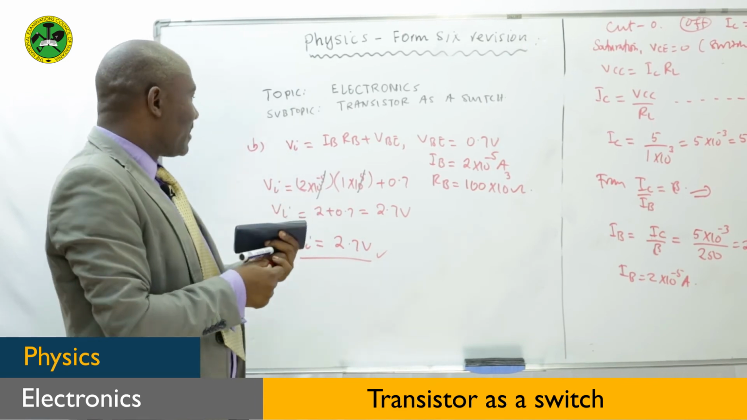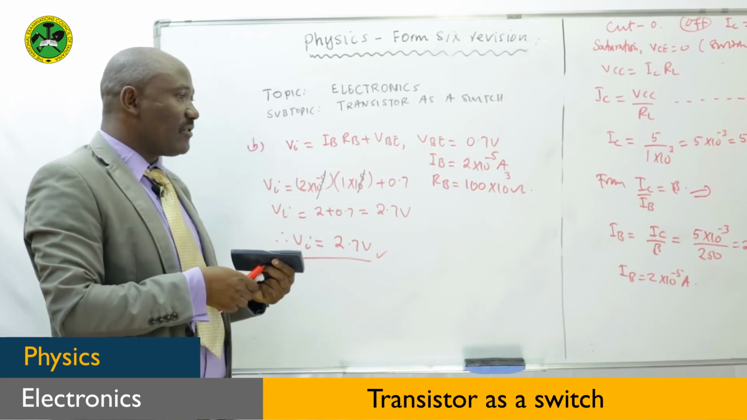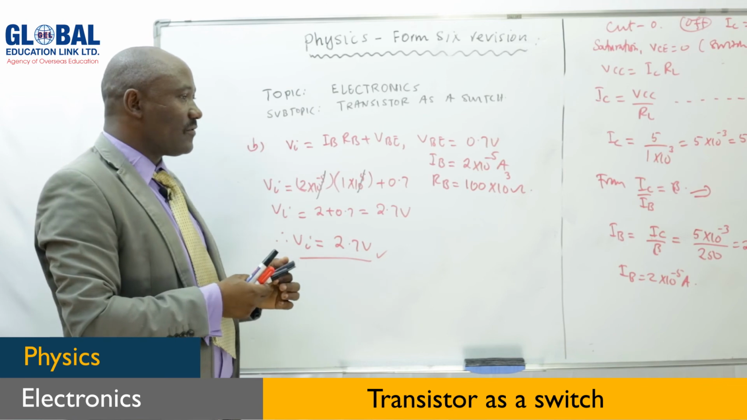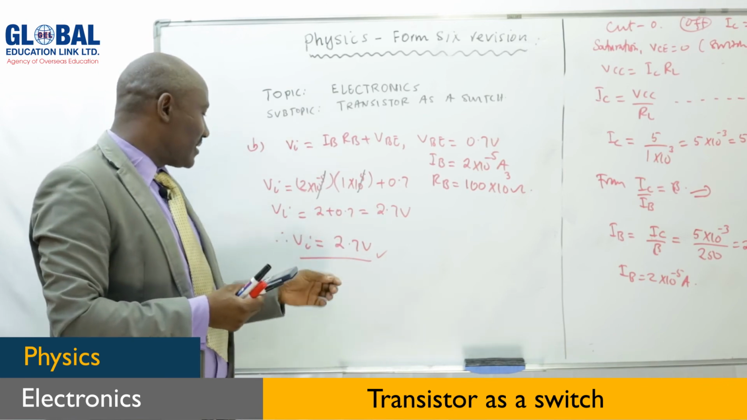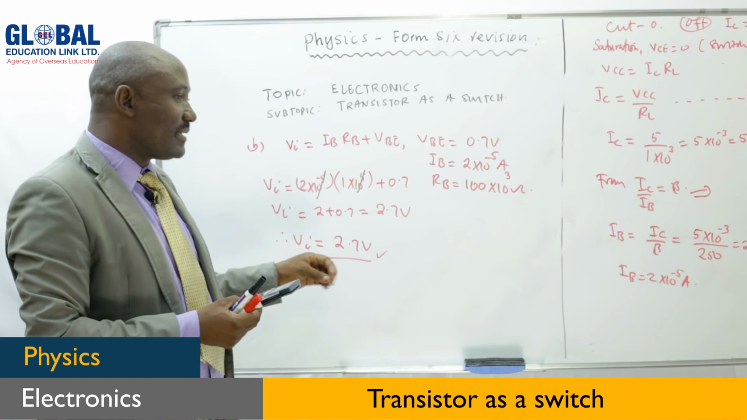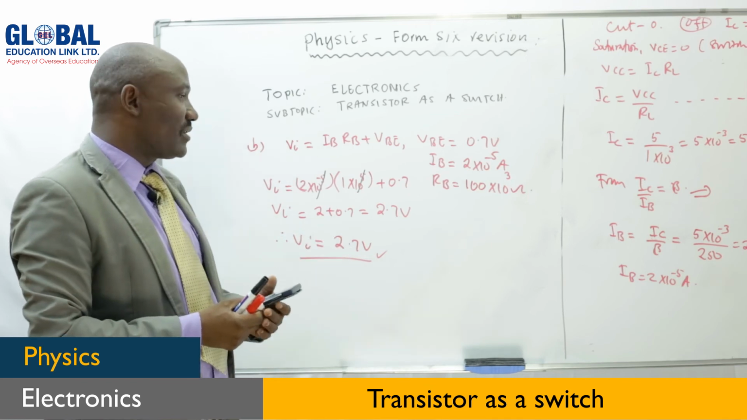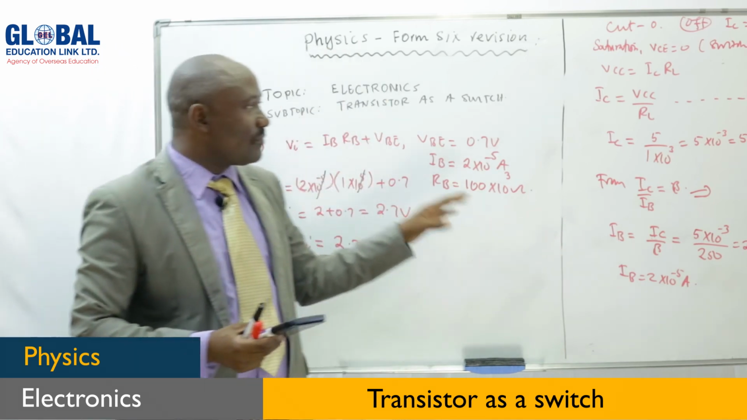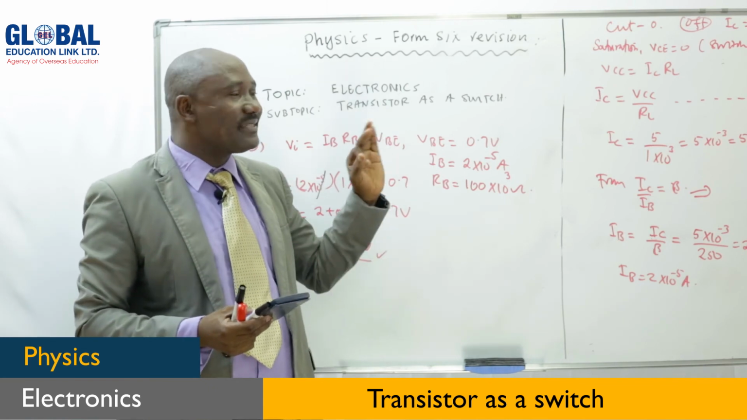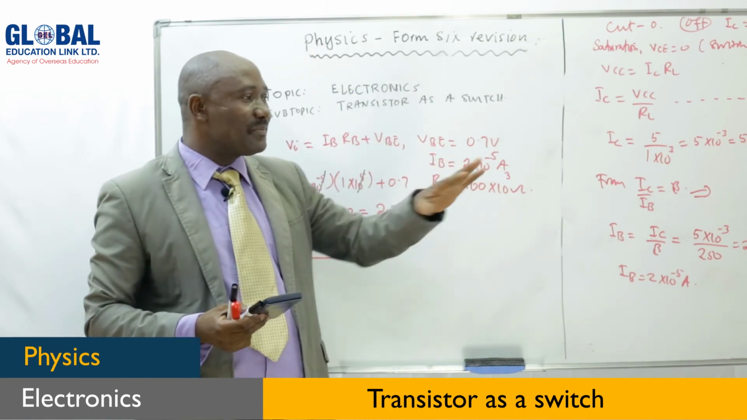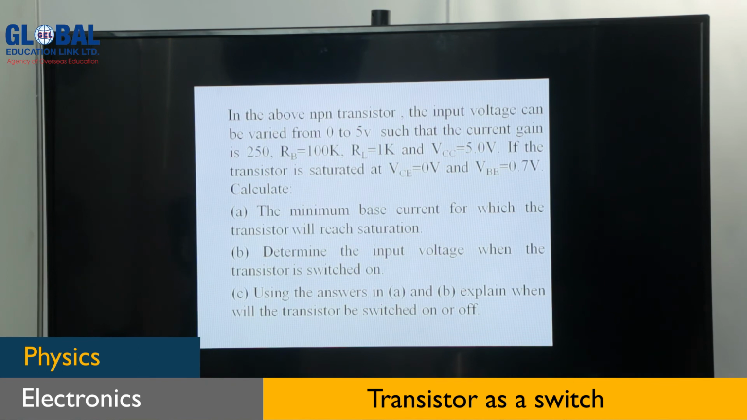So the values we are looking for: in part A, the base current for which the transistor will reach saturation, and in part B, the input voltage when the transistor is switched on. Now, as I said before, we have 3 states of a transistor. For part C, using the answers in A and B, you are supposed to explain when the transistor will be switched on or off.